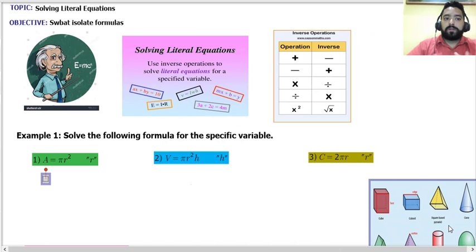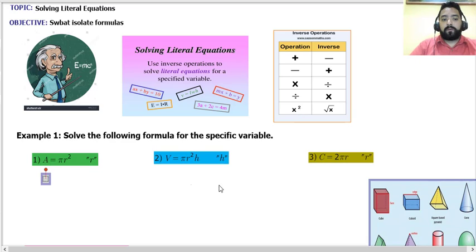Hi everyone, today I will explain how to solve literal equations, or basically how to isolate formulas. To isolate formulas you have to remember the inverse operation: positive passes to negative, negative passes to positive, and you have to follow the process for the inverse operation. And we're going to use x to the second power. We are going to use the square root to eliminate this power.